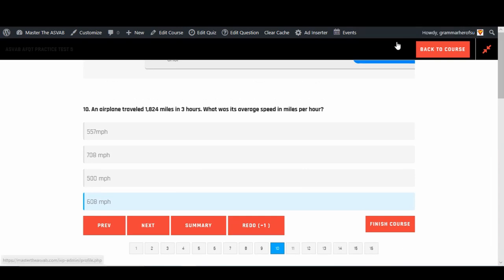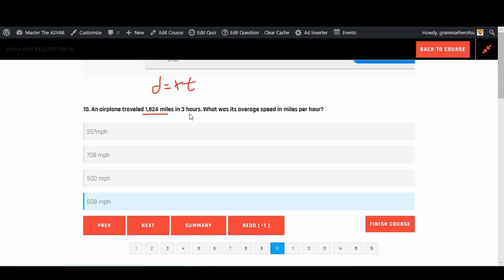Alright, number 10 says, let me grab my pen. Number 10 says, an airplane traveled 1,824 miles in 3 hours. What is the average speed in miles per hour? Right away, we should recognize that there are all the elements of the distance formula in this problem.